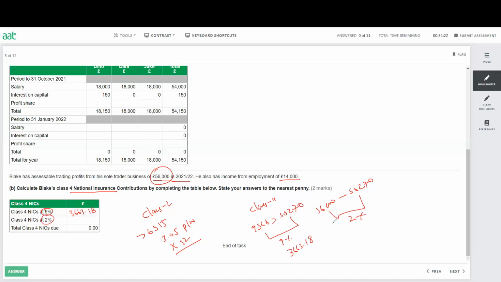The difference between these two. So 56,000 minus 50,270 times 2%. That is 114.60. And that will give you a total of 3,777.78. So this question is quite straightforward, and you will get easy marks if you know these formulas. All right, let's move to the next one.